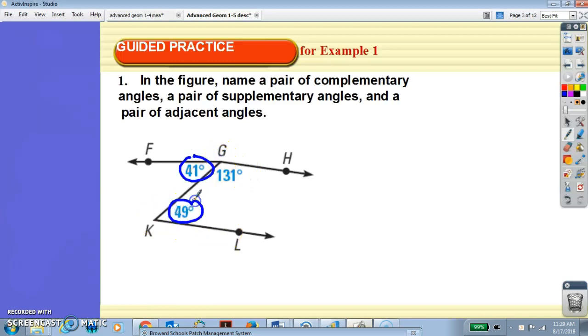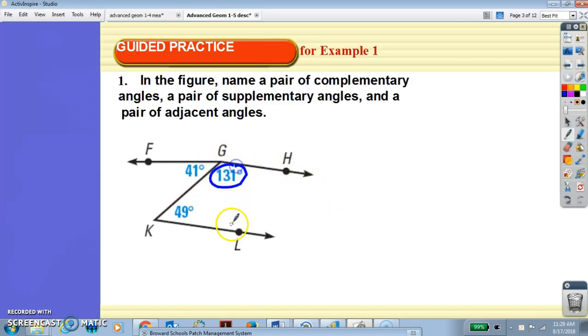GKL. Is 41 and 49 equal to 90 degrees? They are, so that is a perfect pair of complementary angles. Good job. Can somebody give me a pair of supplementary angles? Two angles that add to 180, yes.